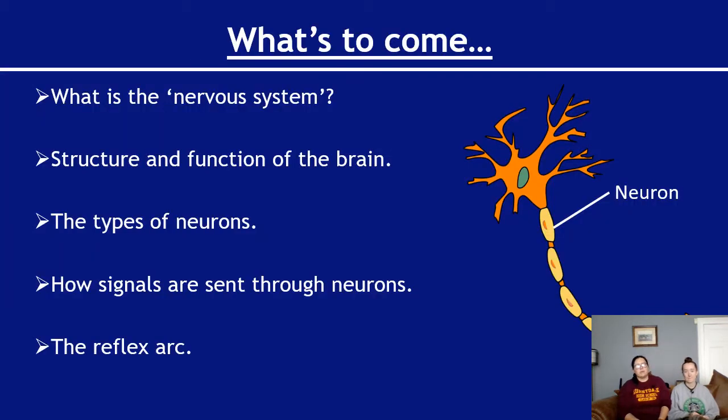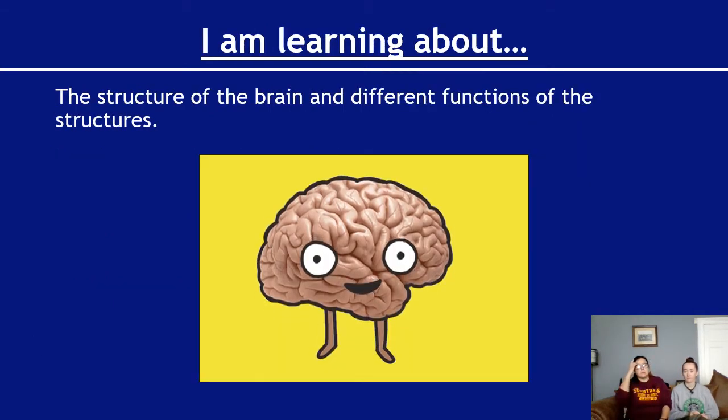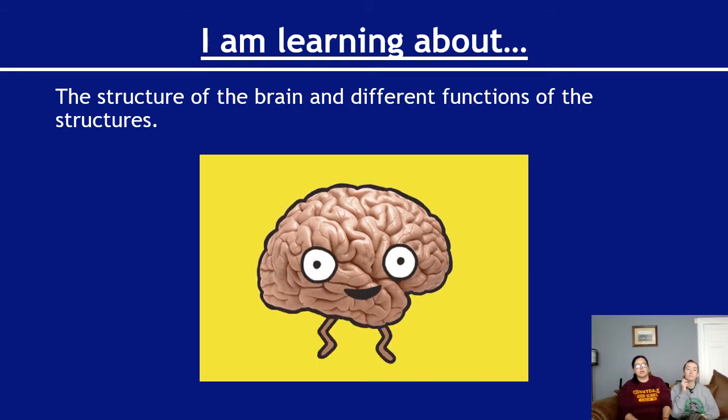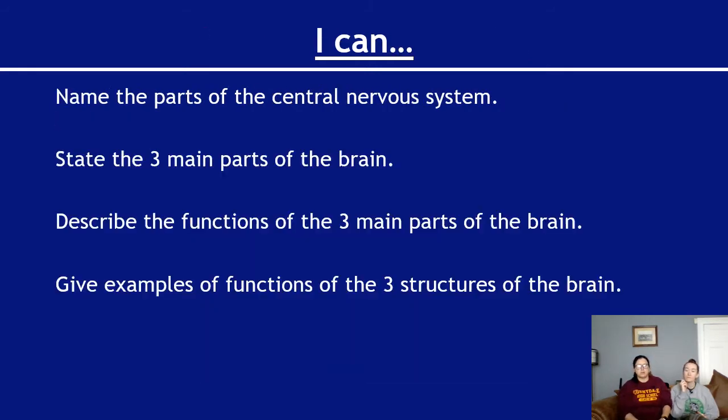So if we have a look at what the whole of the nervous system is in basic terms, we'll be looking at what the nervous system is, the structure and function of the brain, the types of neurons, how signals are sent through the neurons, and then the reflex arc. And this video is dealing just with the brain parts, so the nervous system and the structure and function of the brain. We're going to be looking at the structure of the brain and the different functions of those structures.